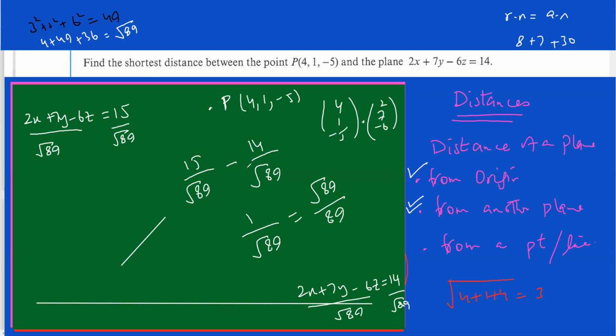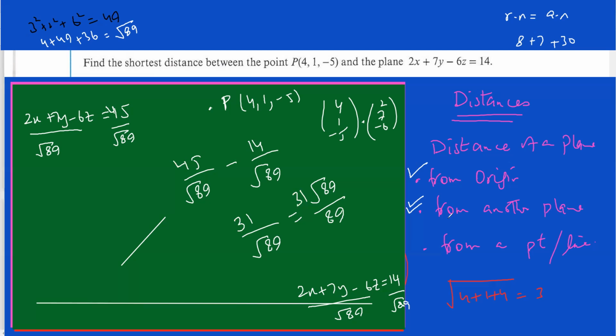Yes, that is 45. So this one is 45 and the other one is 14. Yeah, that was given 14. So what is 45 minus 14? 31. Is it right now? 31 under root 89? Yes. Okay. So you see, we really made some silly mistakes over here while going for the dot product.